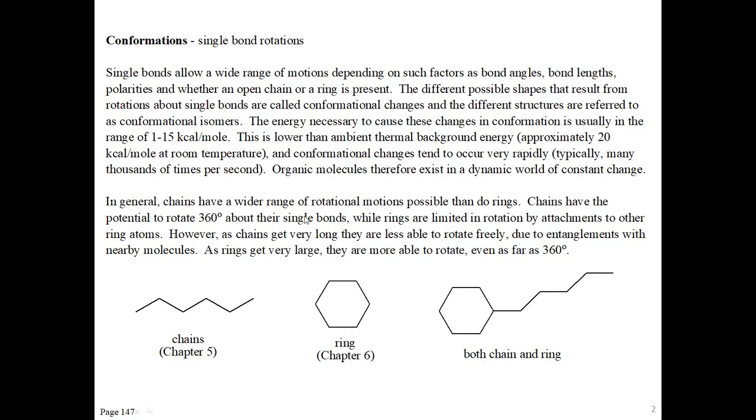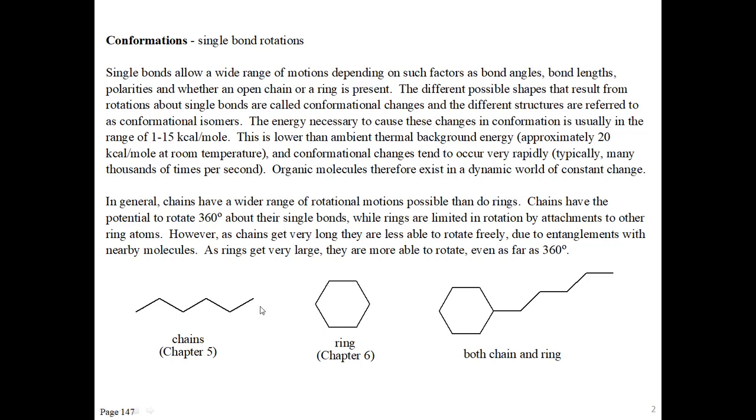So we have two types of organic groups that we're going to work on conformations. One is chains that are on a straight line. We can rotate around any single bond 360 degrees. And in our next chapter, chapter 6, we'll look at cyclohexanes. We'll look at different chair conformations and a boat conformation.